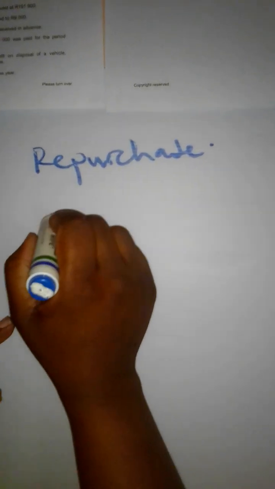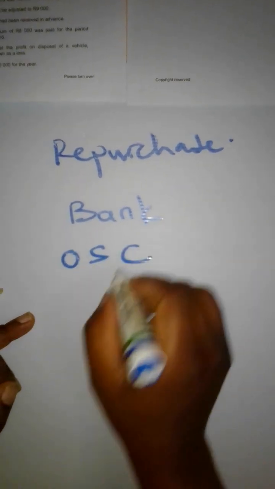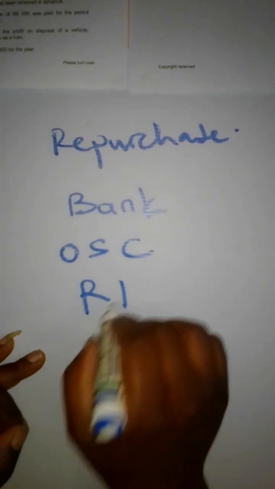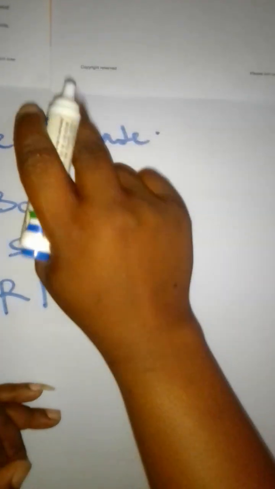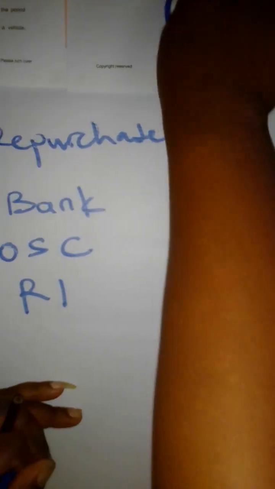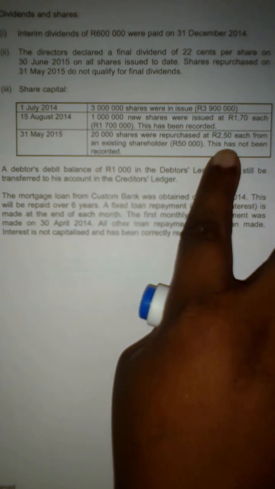Okay, remember what I said last time when we were looking at a repurchase? I want you to watch me closely how we calculate a repurchase. The repurchase affects these 3 things. It will affect the bank, the ordinary share capital, and the retained income. We are already given the amount for the bank, which is the R2.50. This is the amount that was spent for the repurchase, which gave us the 50,000.